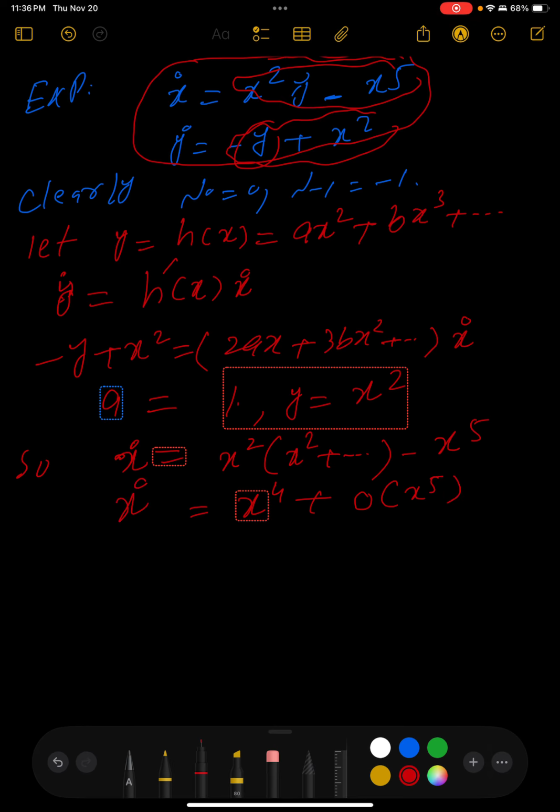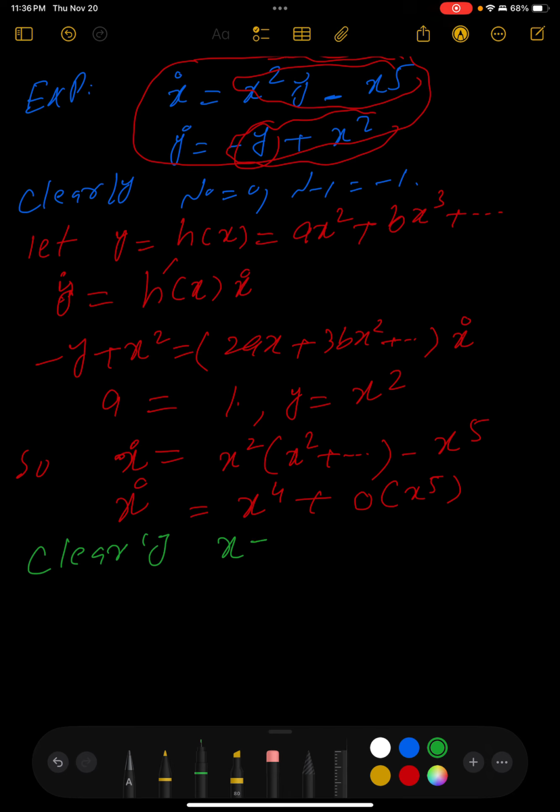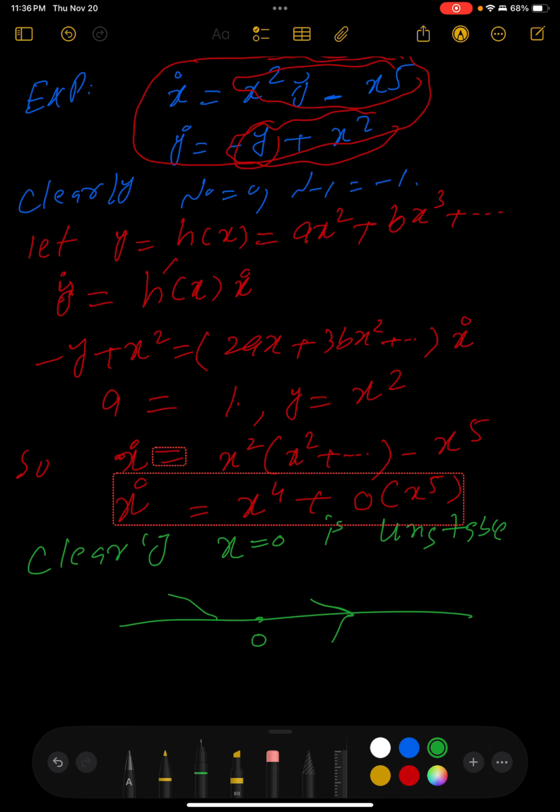Now we can clearly see that if we just look at the x equation, x equal to 0 is unstable. And you will say why? If this is my 0, if my x is positive, my x dot is increasing. If my x is negative, again a negative value to the power 4 is positive, so x dot is again increasing, so it is unstable. So if this is unstable, it is telling us that my original system is unstable.